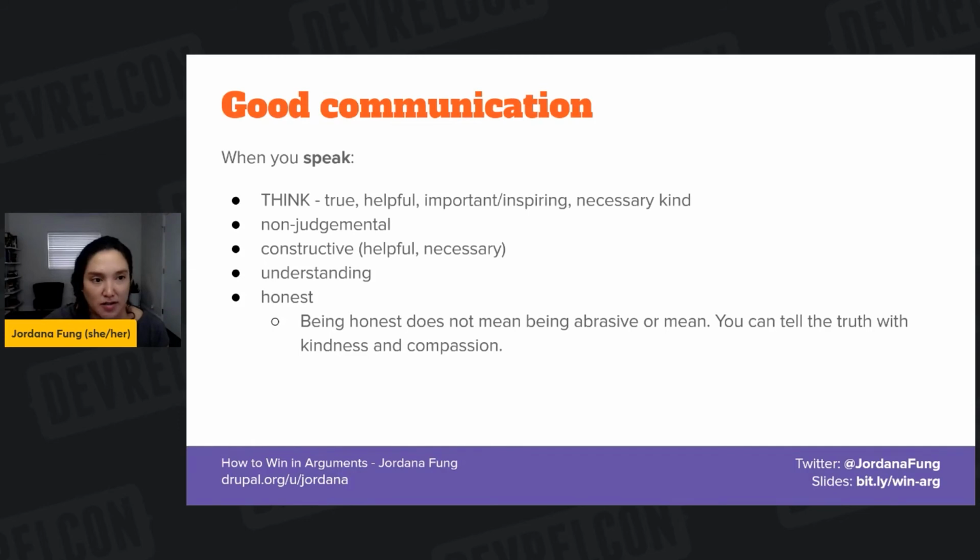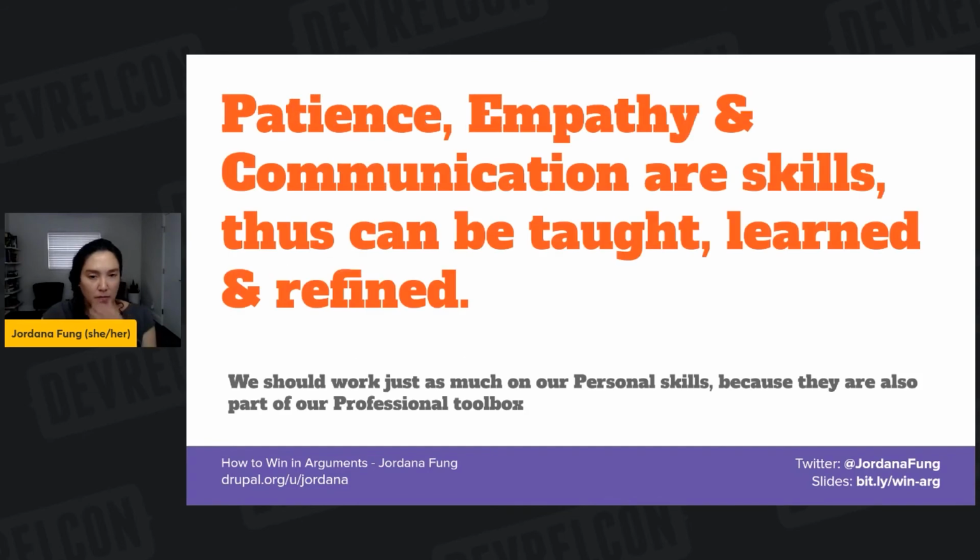And is it honest? And I kind of want to have this little thing about honesty. Being honest does not mean you have to be abrasive or unkind. You can tell the truth with kindness and compassion. And then this comes to, again, to all of these things: practice, empathy, patience, compassion. They're all skills. Communication, they're skills, and skills can be taught, learned, and refined.